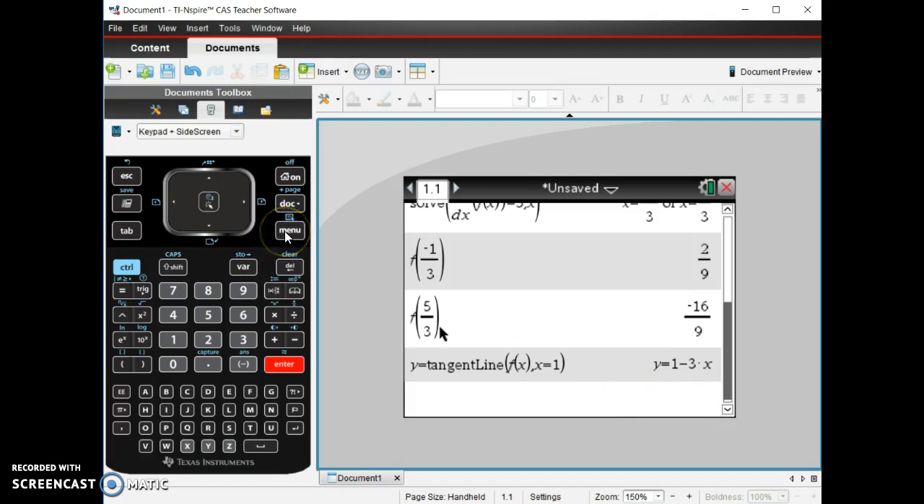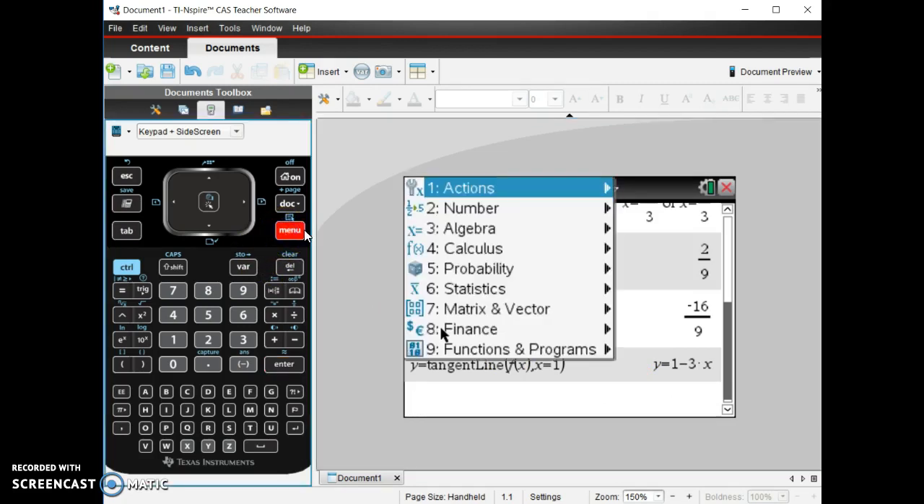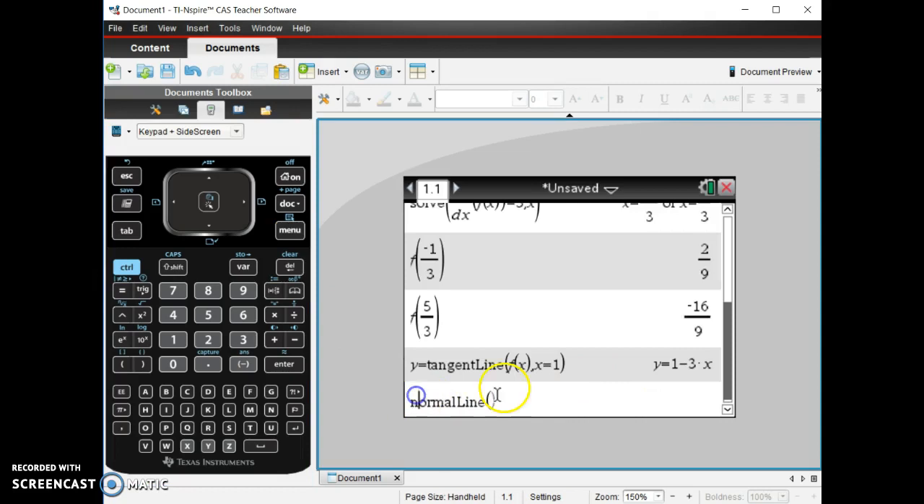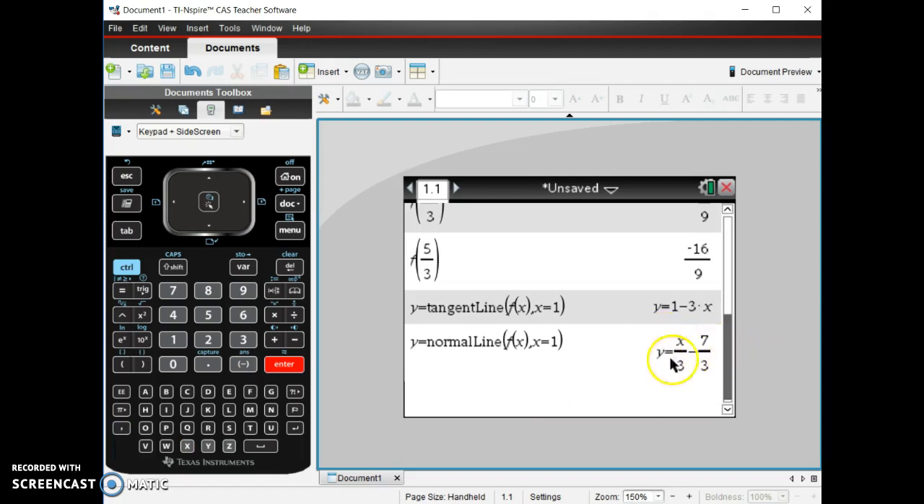Likewise, if we want to find the equation of the normal line at x equals 1, we can go to Menu, Calculus, Normal Line. Again, let's put y equals in front, then our function, and let's make it at x equals 1. That gives us our equation of the normal line, and notice the gradient of the tangent line is minus 3, and as we'd expect, the gradient of the normal line is the negative reciprocal, so 1 over 3.